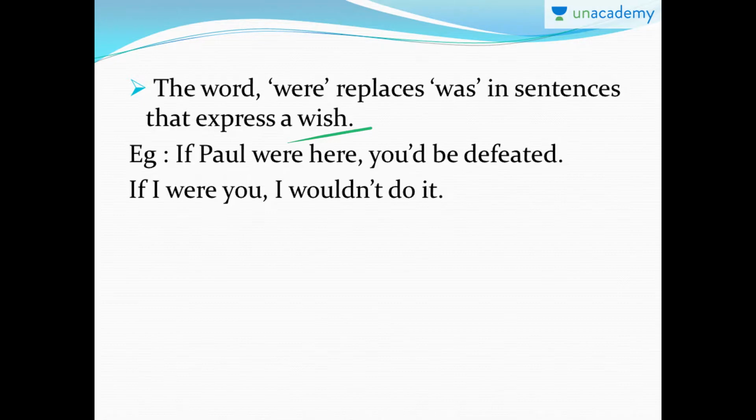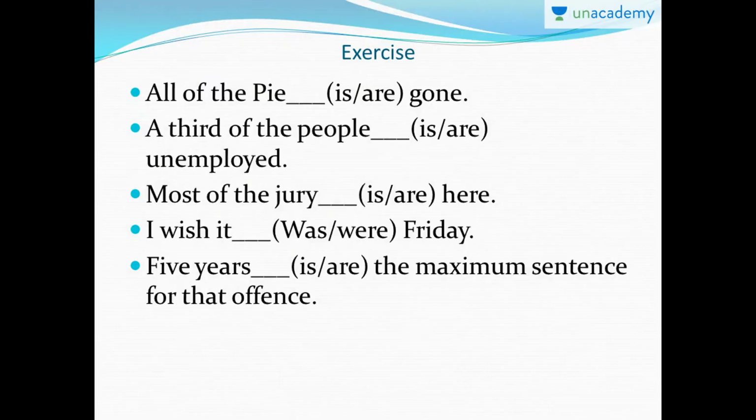For example, if Paul were here, you'd be defeated. So in other ways, we will say if Paul was here. But here, it is a wish. If Paul were here, you would be defeated. If I were you, I wouldn't do it. If I were you, I would keep quiet. Okay? These are the kind of sentences that are a little irregular, but they're very, very beautiful when you use them. Okay? Now, here's an exercise just like usual.